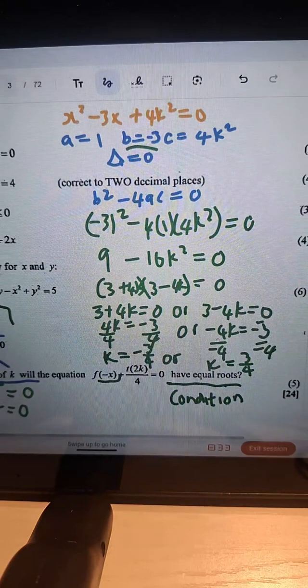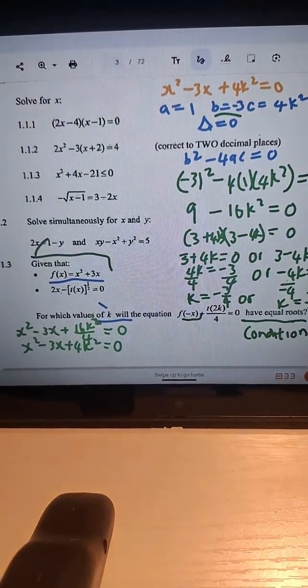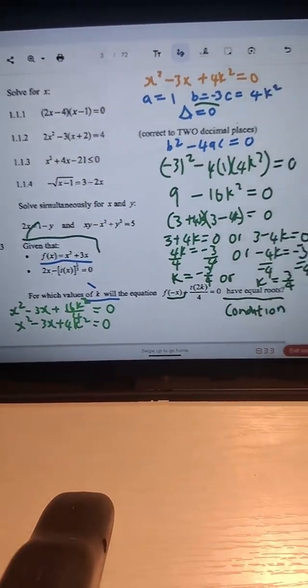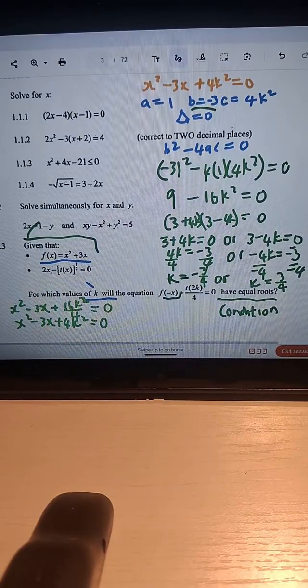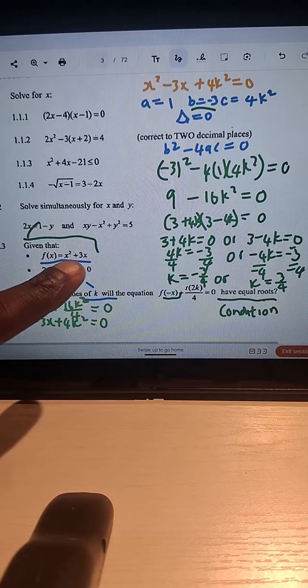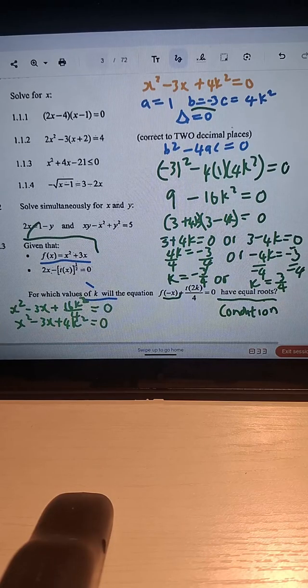K is equal to negative 3 over 4, or k is equal to positive 3 over 4. So if ever there was a question that looks intimidating and difficult but is very easy, it is question 1.3. It's an incorporation of all the important topics. Functions are in there because these are f of x and t of x. Literal equations, making f of x and t of x the subject, that's all in there. So it's your algebra, basically, your application of algebra.